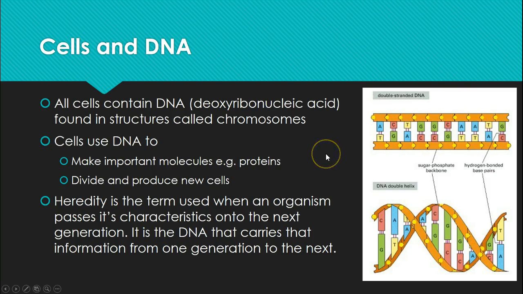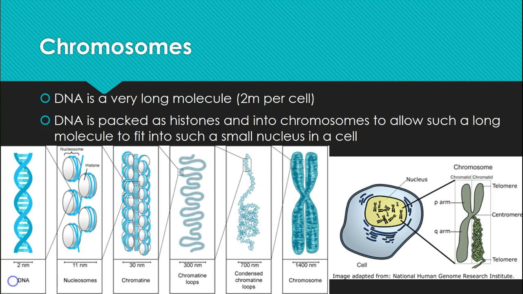All cells contain DNA, and DNA is passed down from one generation to the next. This is called hereditary, where your genetic information came from your mum and your dad through their DNA. So here we can see our double-stranded DNA, which makes up the instructions for all of the processes that go on in our body.